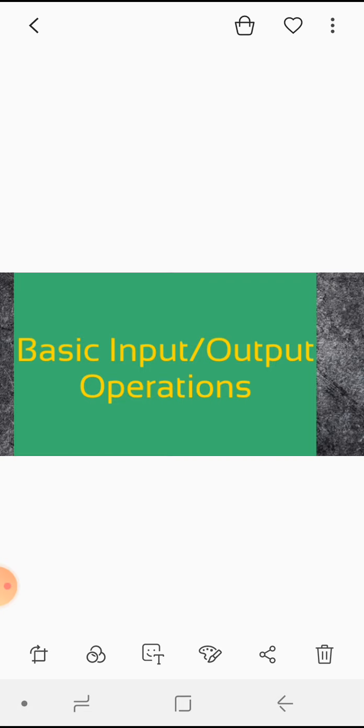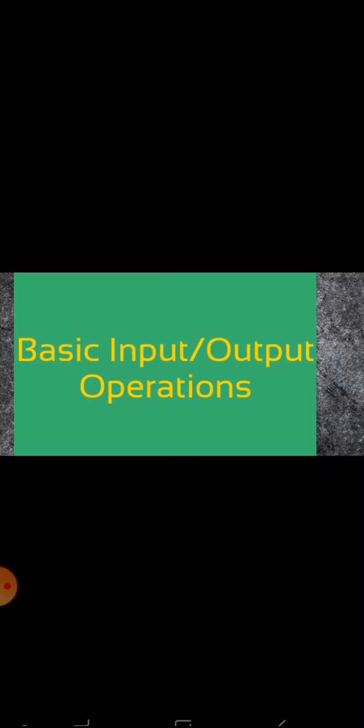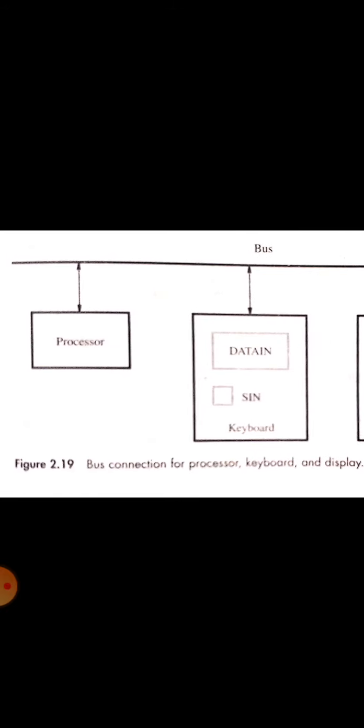Now let's move on to the next topic, that is basic input output operation. Whenever we strike a character, the input is given through the keyboard and it will be displayed on the display monitor, right? This is a bus connection between a processor, a keyboard and display. Whenever a character is pressed, it will be stored in the processor, and from the processor it will be given to the display. The speed of the input we are giving will vary based on the user, right?